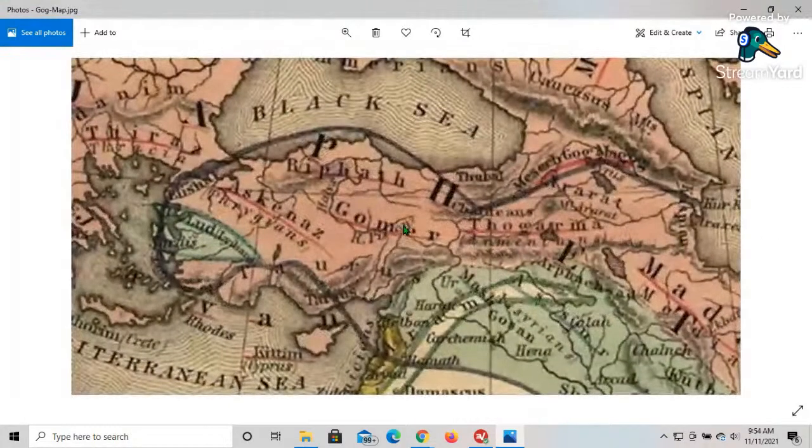So this is a pretty good map here. This is a pretty good, accurate map. If you can look at it, if you can study it, you have all these things. Ashkenaz, which is the Phrygians.